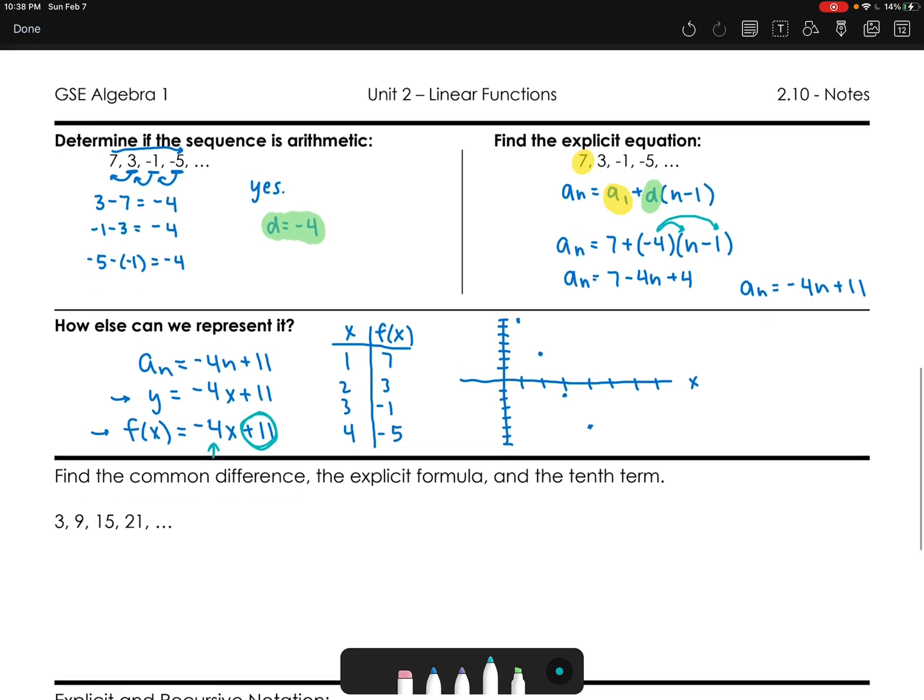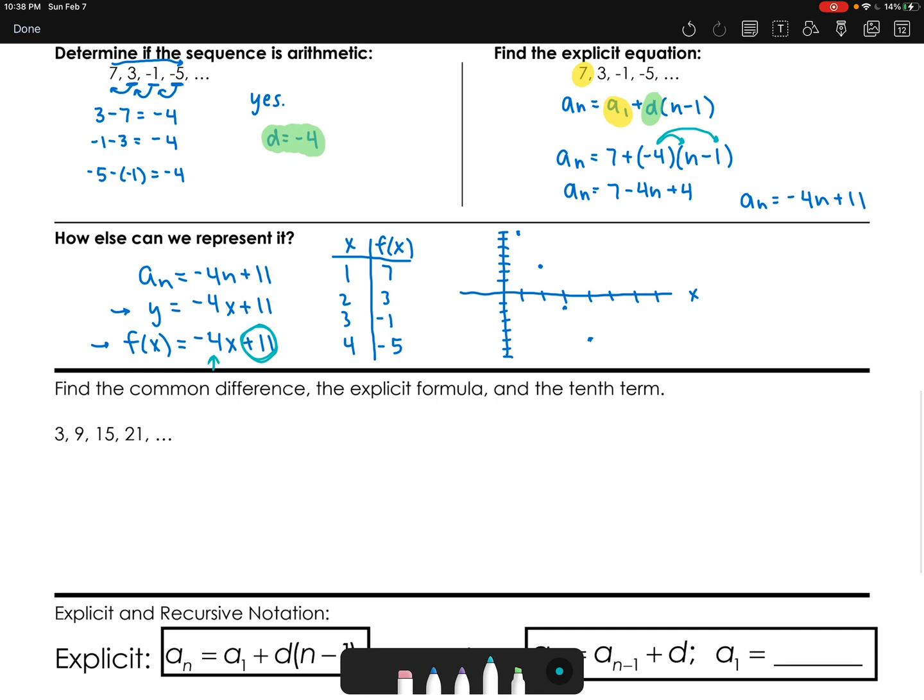So yes, cool. Okay, for this next one, pause the video. I want you guys to find the common difference and to write the explicit formula. And I will come back and we will do this one together.